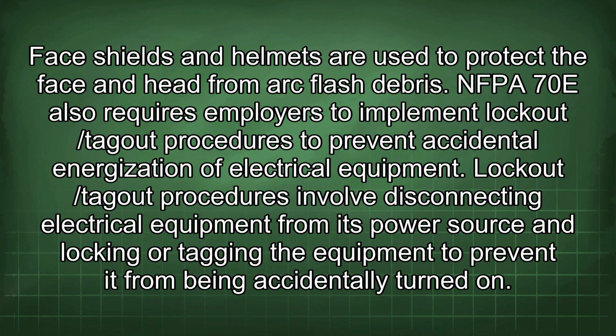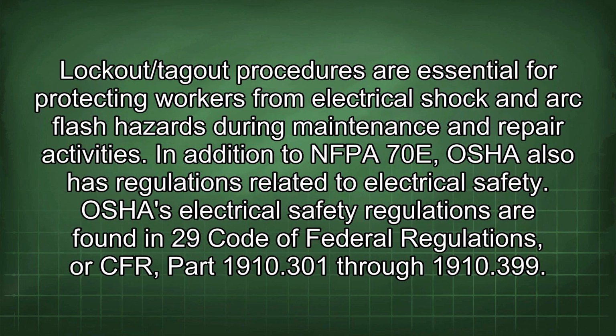NFPA 70E also requires employers to implement lockout/tagout procedures to prevent accidental energization of electrical equipment. Lockout/tagout procedures involve disconnecting electrical equipment from its power source and locking or tagging the equipment to prevent it from being accidentally turned on. Lockout/tagout procedures are essential for protecting workers from electrical shock and arc flash hazards during maintenance and repair activities.